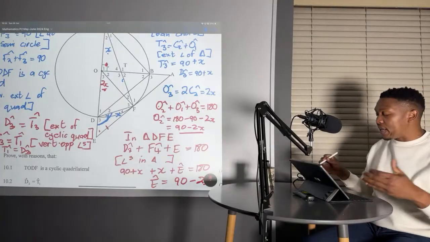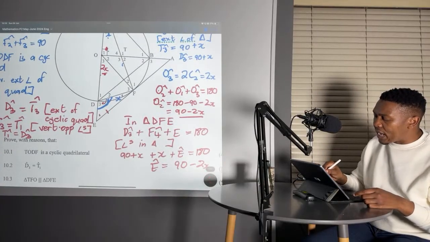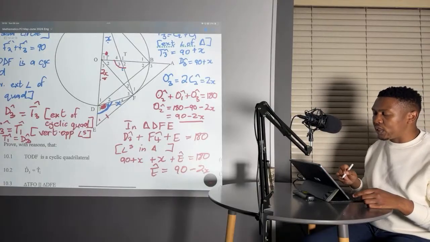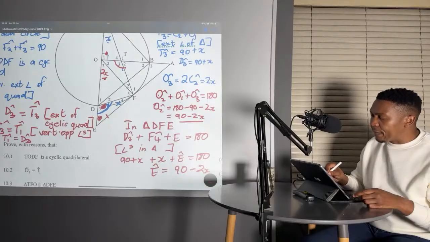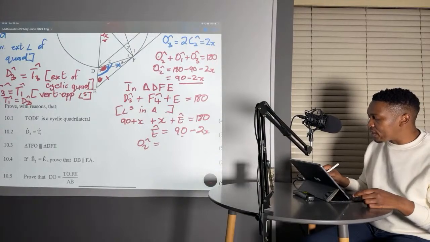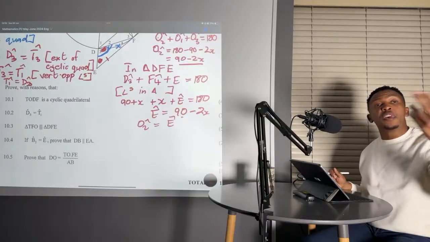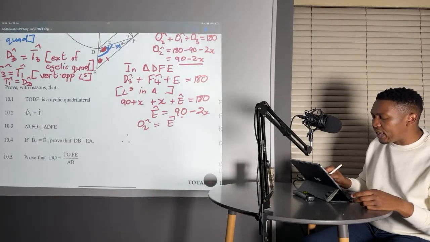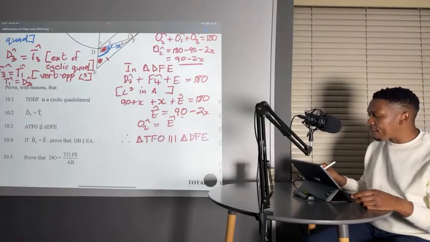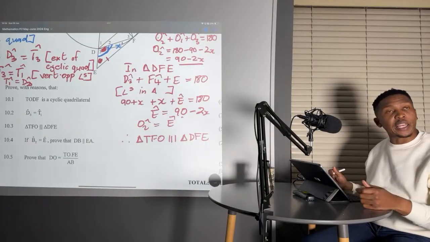So now, notice guys, we've found two angles that are equal. This one is 90 plus x, that's D3, which was equal to T3. We found angle E equal to O2, both of them are 90 minus 2x. All you need to do when you want to prove similarity is you need two angles. The third one automatically becomes equal. So I can therefore say, triangle TFO is similar to triangle DFE. Now guys, you've proved the triangles similar, which means their sides would be proportional, isn't it?